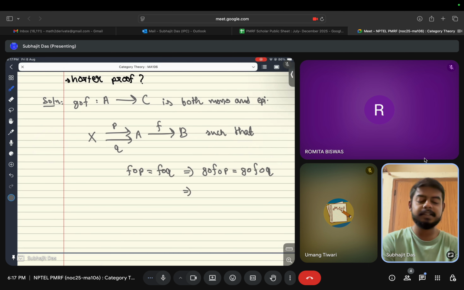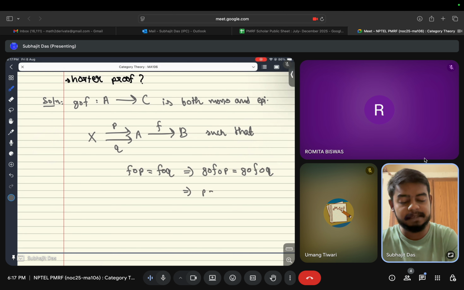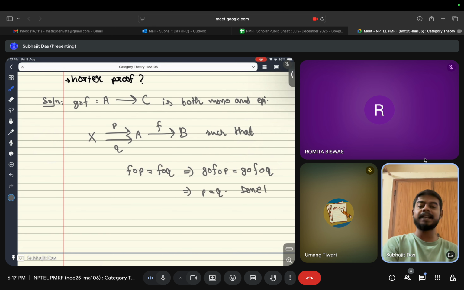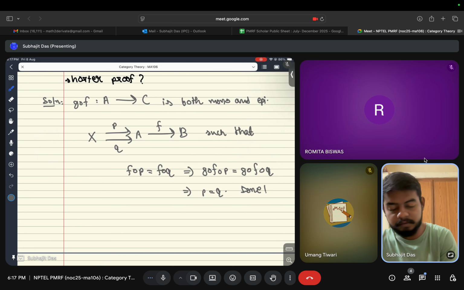Which implies, since G composed F is a monomorphism, so it has to be left cancelable. So this implies P is equal to Q. So done. So what we have shown is that for every object X and for every parallel pair of arrows P and Q such that F compose P is equal to F compose Q, we always have P is equal to Q. That is exactly what it means to say that F is a left cancelable morphism. That is, in other words, F is a monomorphism. So since P and Q are arbitrary, F is a monomorphism.